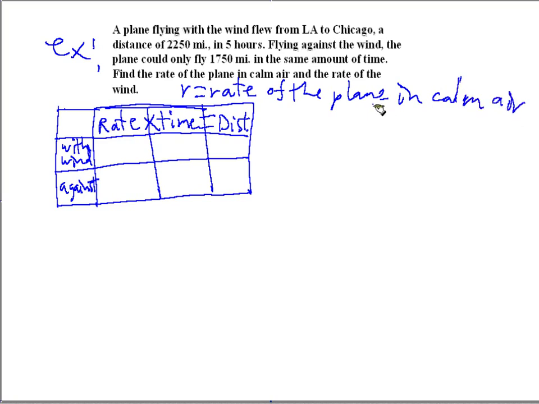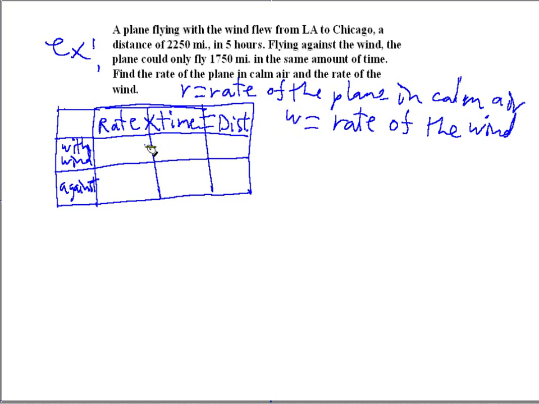All right. So R is the rate of the plane in calm air. That means what? That's the speed of the plane when there's no wind at all. All right. Let's let W be the rate of the wind, because these are the two things I want to find out, rate of the wind. So the question is asking for the rate of the plane in calm air and the rate of the wind. Let those be R and W, since I don't know what they are. Introduce two variables here, right?